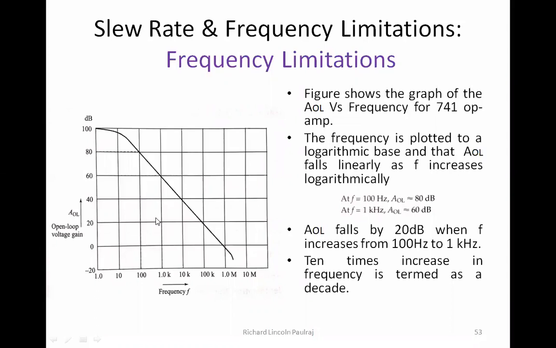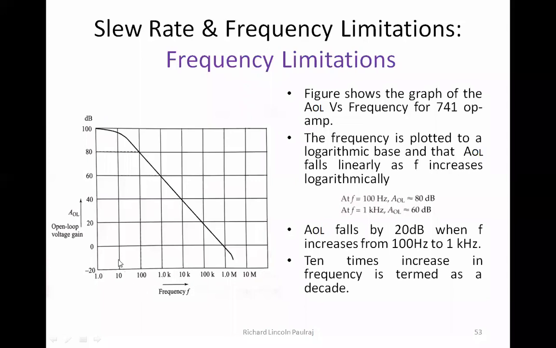AC becomes a foundational course for LIC. Whatever you have studied in analog electronics, those concepts will be coming here. Fine. So you can see that you have AOL across one scale, and then you have frequency on the other scale, right?